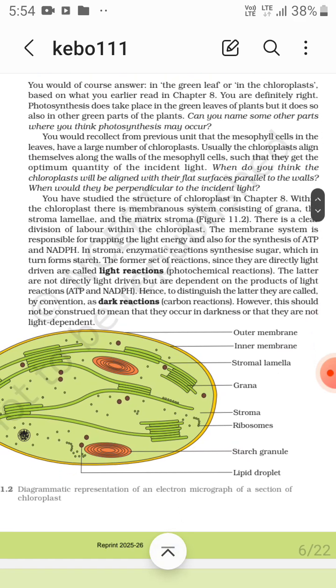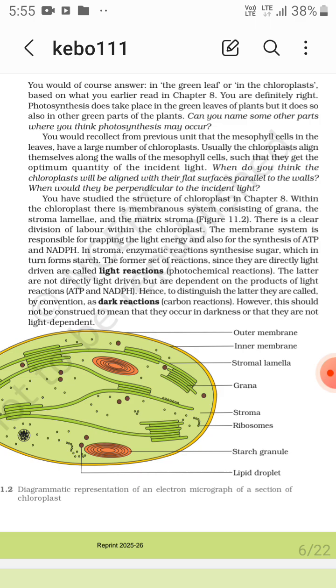The mesophyll cells in leaves have a large number of chloroplasts. Usually the chloroplasts align themselves along the walls of the mesophyll cells such that they get the optimum quantity of the incident light. When do you think the chloroplasts will be aligned with their flat surfaces parallel to the walls? When would they be perpendicular to the incident light?